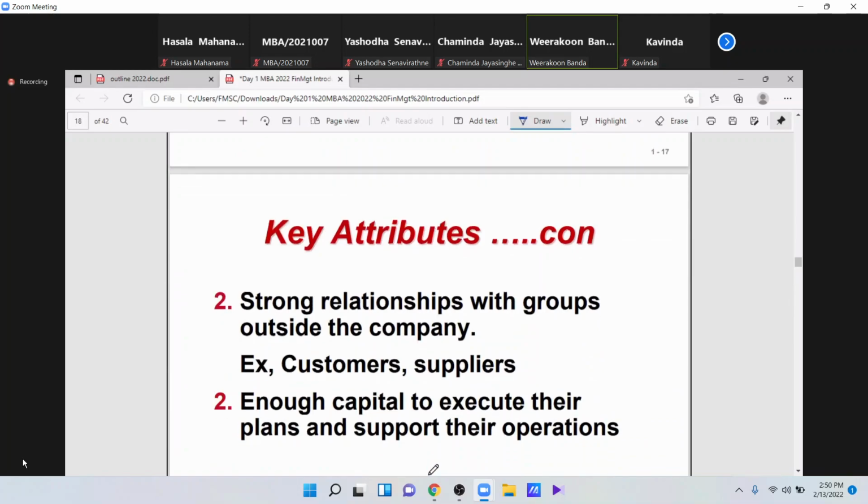Second, strong relationships with groups outside the company. They maintain good relationships with the customers, good relationships with the suppliers, and good relationships with other business partners. Another point, enough capital to execute their plans and support their operations. They have sufficient capital to add value through their services.